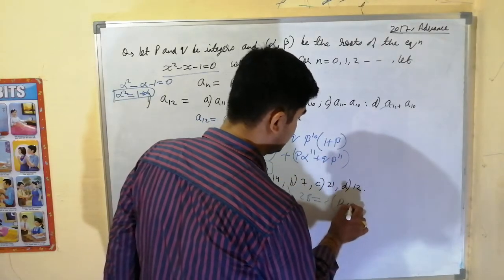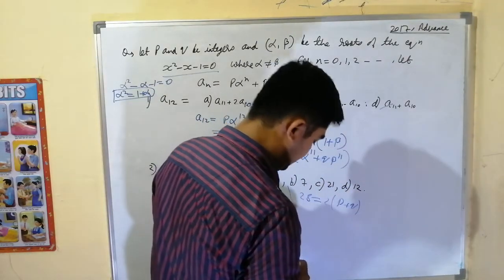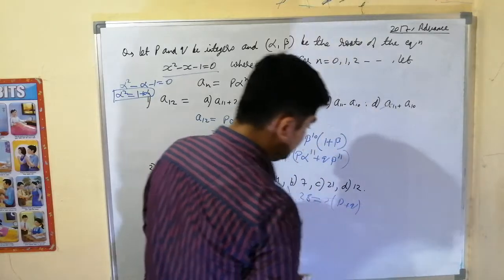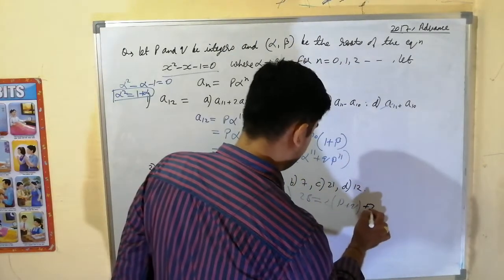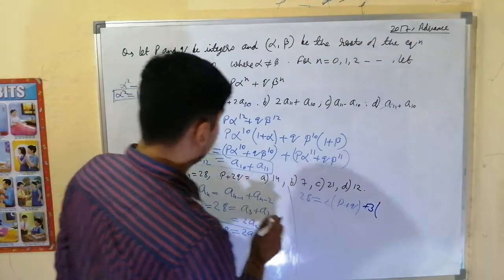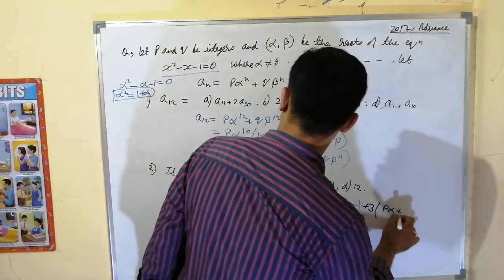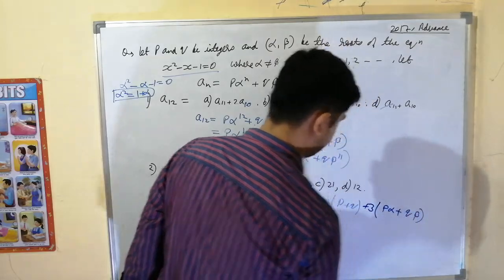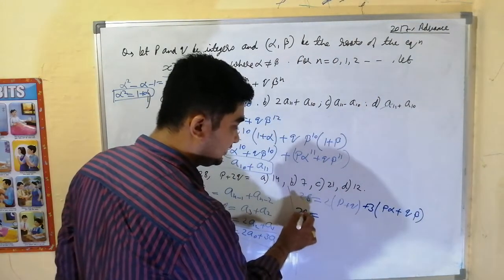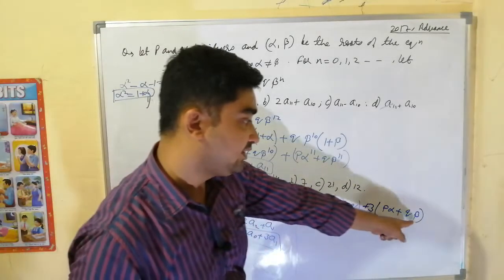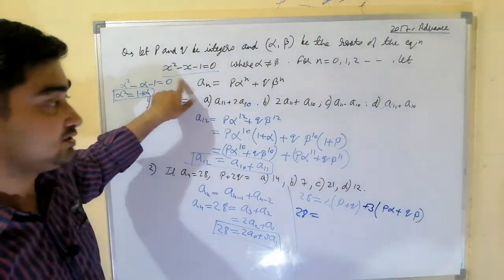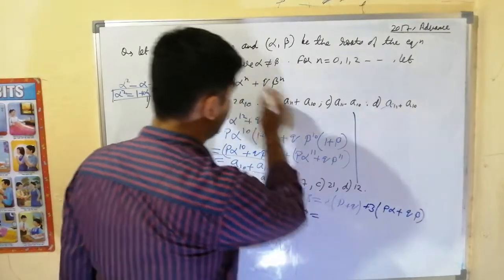What is a0? P plus q. Then 28 is twice of p plus q, then 3 times of a1. What is a1? P alpha plus q beta. Now put the values for alpha and beta, because p and q we don't know, but alpha and beta we know. Alpha and beta are the roots of this equation and it is a quadratic equation.